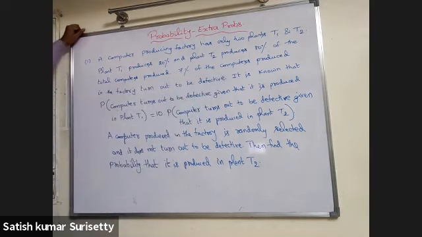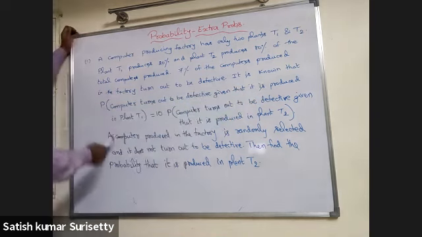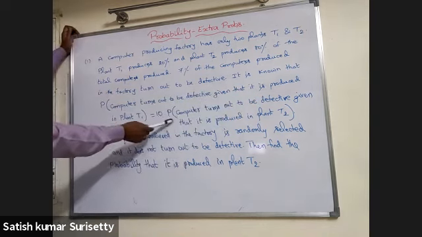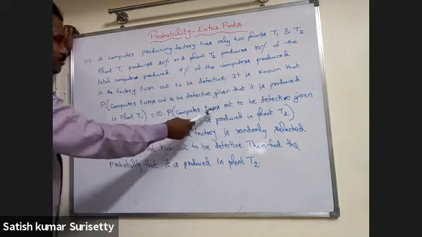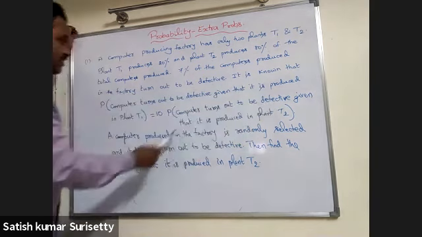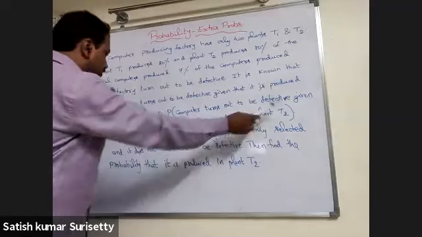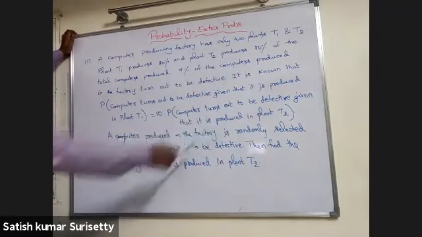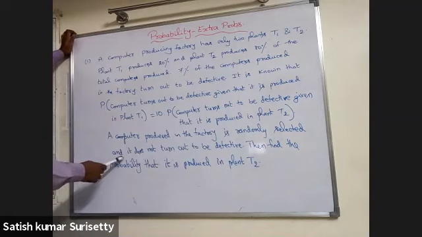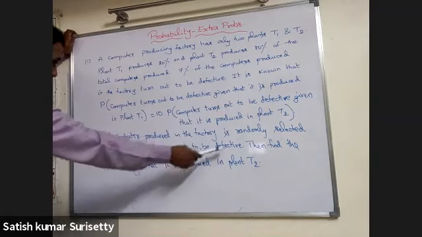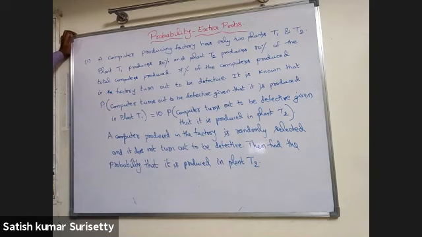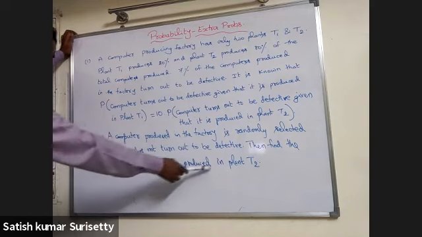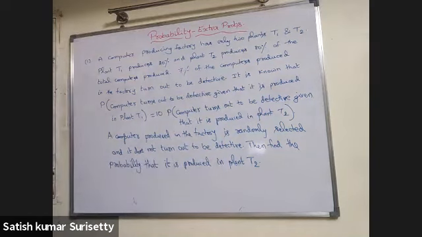It is known that the probability of a computer turning out to be defective given that it is produced in plant T1 is 10 times the probability that a computer turns out to be defective given that it is produced in plant T2. A computer produced in the factory is randomly selected and it does not turn out to be defective. Then find the probability that it is produced in plant T2.